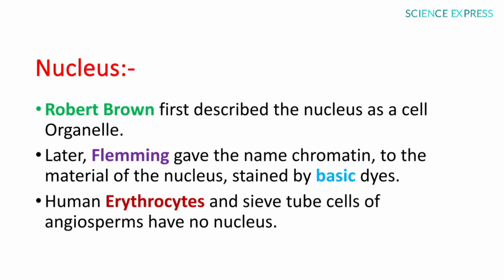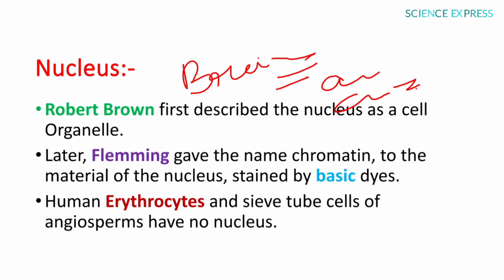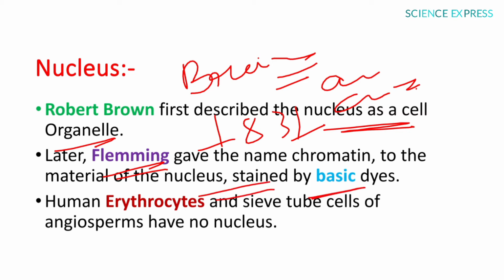Now discuss about the nucleus. Nucleus is called the brain of the cell, and it controls all the activity of the other cell organelles in the cell. Robert Brown first described the nucleus as a cell organelle in the year 1831, but later Fleming gave the name chromatin to the material of the nucleus stained by the basic dye. Clear? So the material is chromatin, whose nature is acidic, so it is stained by the basic dye.